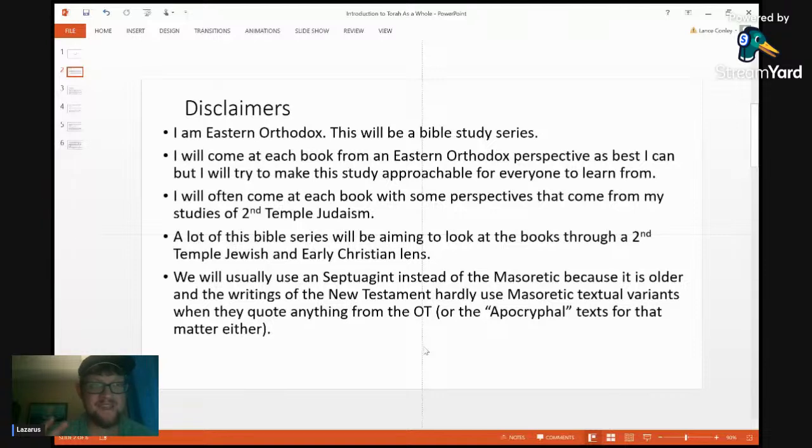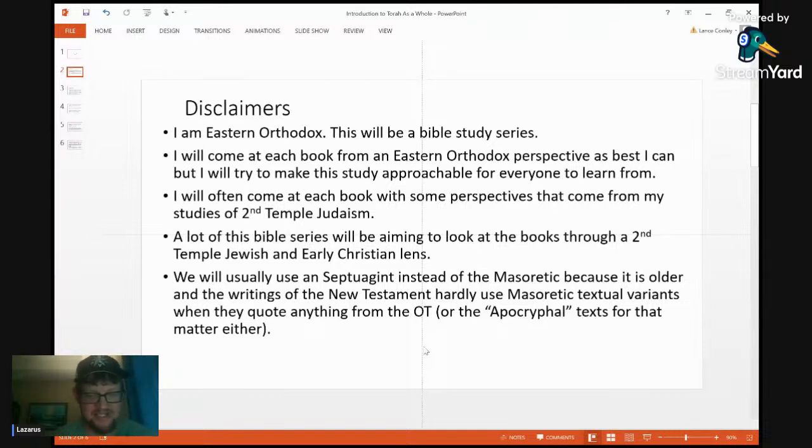I'm going to try to do it where, if you're Eastern Orthodox, Roman Catholic, even a Calvinist, hopefully you're able to learn something from this and get something out of it, right? That's my goal here. So I'm gonna often come at this book, or every book I'm gonna do, with some perspectives that come from my studies of Second Temple Judaism.